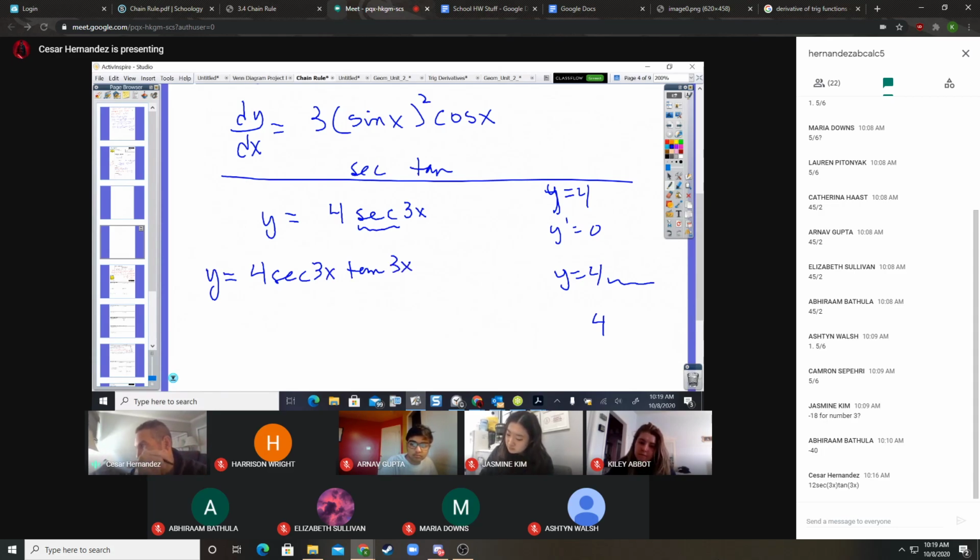They just think that they sell x in the original derivative. But it's like everybody gets a fair share in the derivative. So the 3x has to come up twice because that's the way the derivative shows up. And then the last thing is the derivative of that inside is 3. So that's how I get 12 secant 3x tangent 3x.